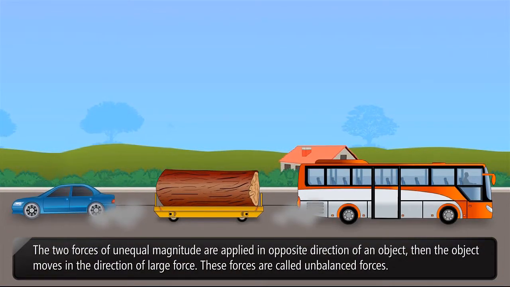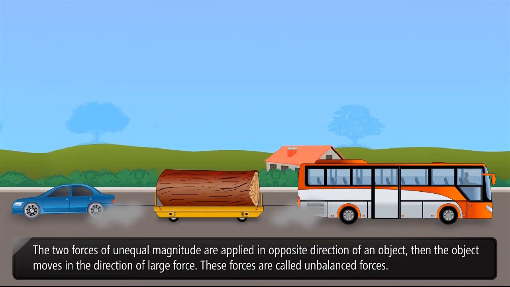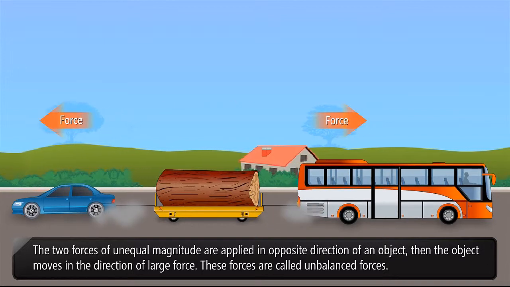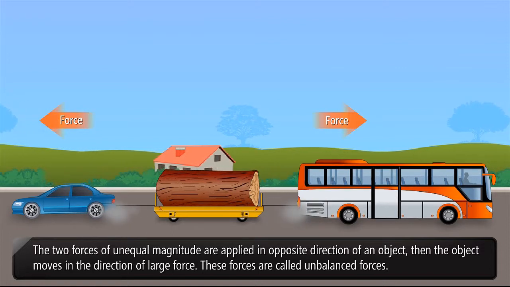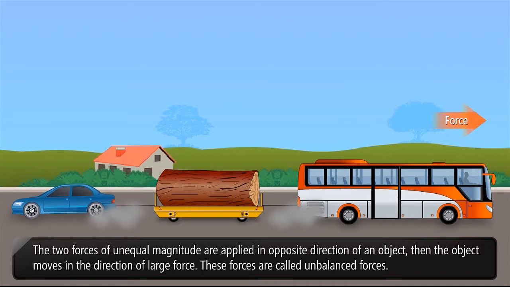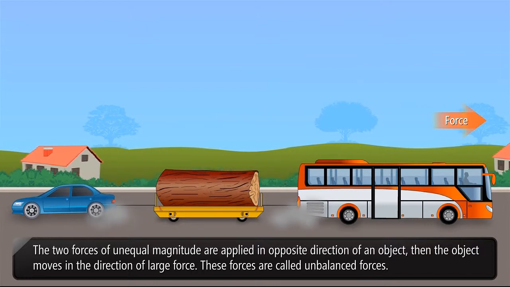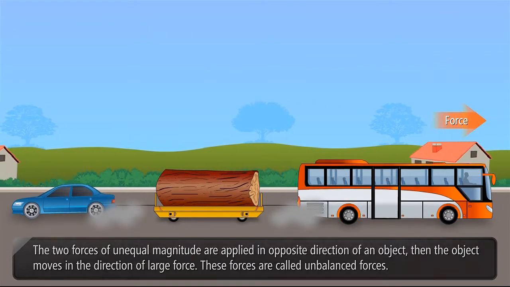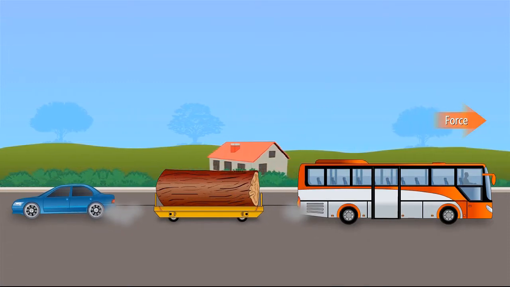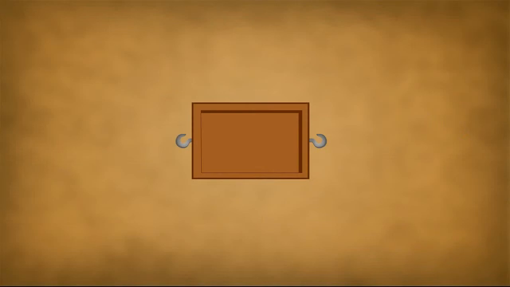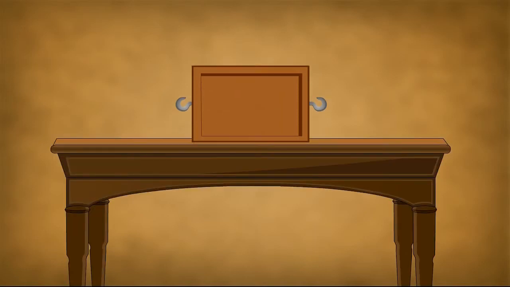Unbalanced forces. When two forces of unequal magnitude are applied in opposite directions on an object, then the object moves in the direction of the larger force. These forces are called unbalanced forces. Let us perform an activity to understand this concept. Take a smooth wooden block having side hooks. Place it over a smooth table.